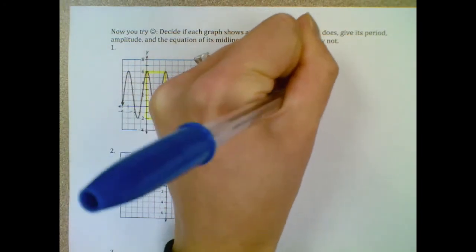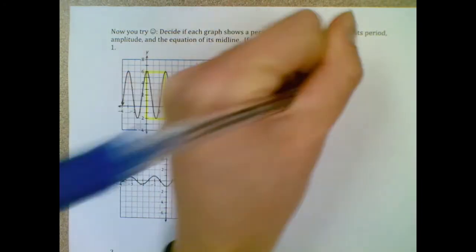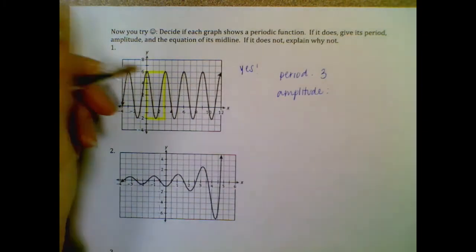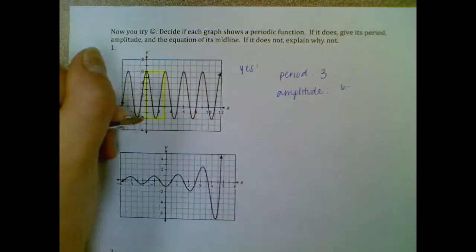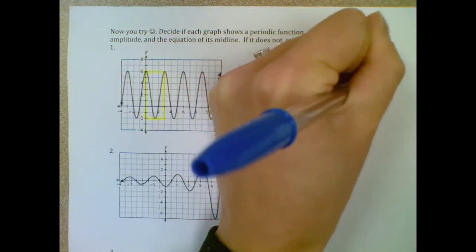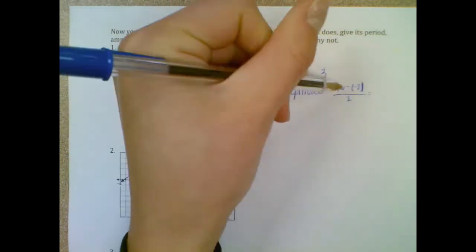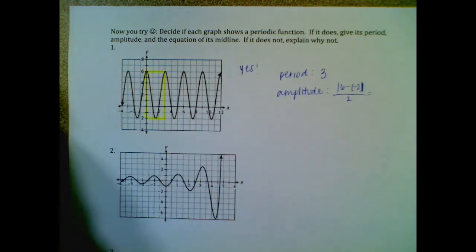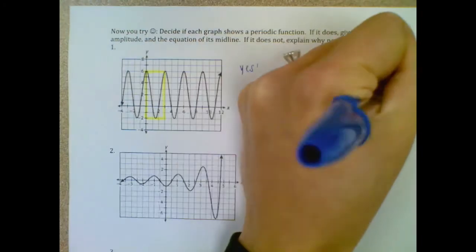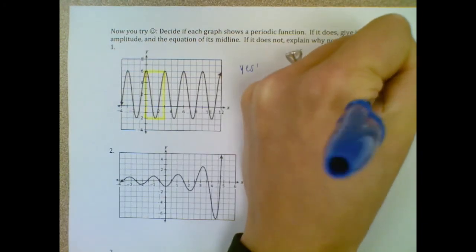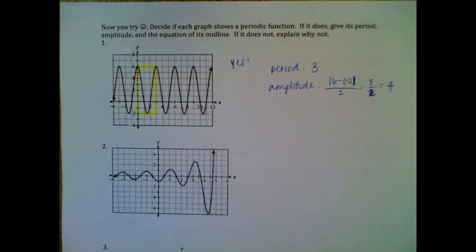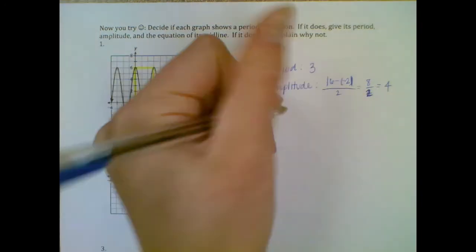My amplitude is, let's see here, my max is 6 minus my min is -2. 6 minus -2 is 8. And that is positive already. Whoops, sorry. 8 divided by 2 is 4. I got a little ahead of myself there. Okay? Alrighty.